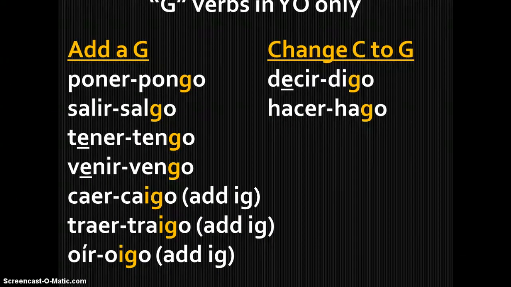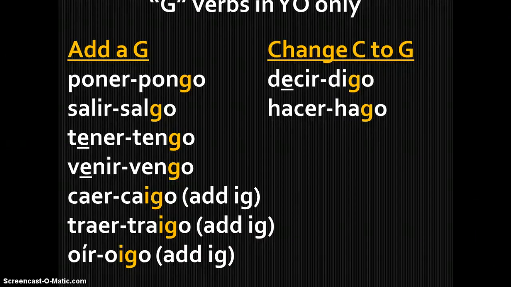All right, today we are going to study G verbs, and G is one of those categories of irregular verbs. It's the largest one with 9 verbs. And remember, they're called G verbs because you either add a G to the yo conjugation or you change a C to a G in the conjugation for yo.